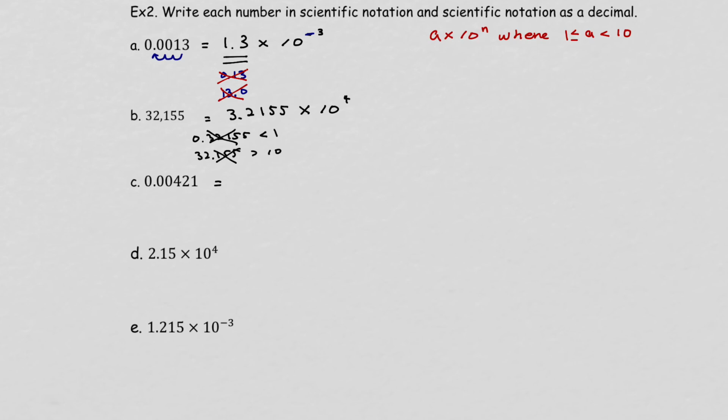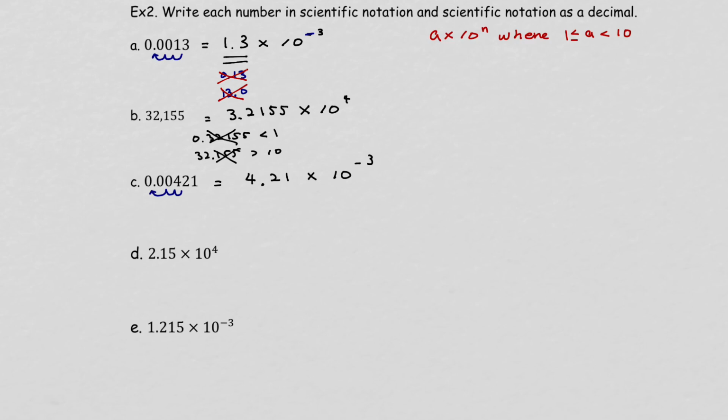So the first part, a, should be 4.21 times 10 to the some exponent. 4.21 to become 0.00421, this number is trying to get smaller, so it will be a negative exponent. And how many spaces? Let me see. From here, it will be 1, 2, 3. So that's another negative third exponent.